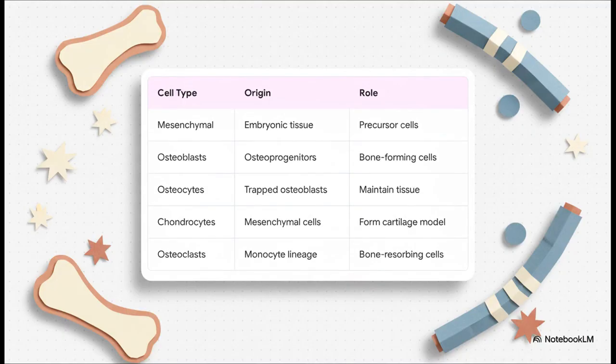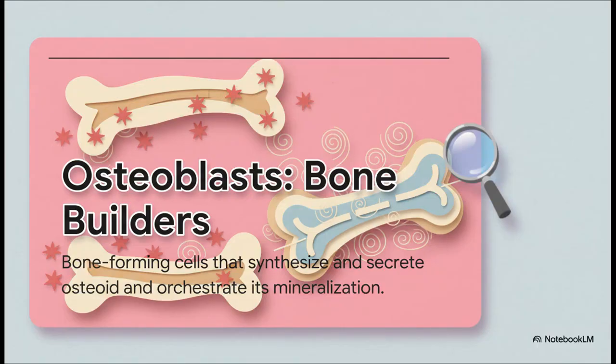All right, here's the full lineup, the whole cast of characters. We start with the mesenchymal cells, those super versatile stem cells that are the origin point for our builders. Then we have the chondrocytes, the cartilage specialists who work exclusively on the endochondral pathway. And then, of course, you've got the main bone crew. The osteoblasts who build, the osteoclasts who demolish and remodel, and the osteocytes who stick around to maintain the finished structure.